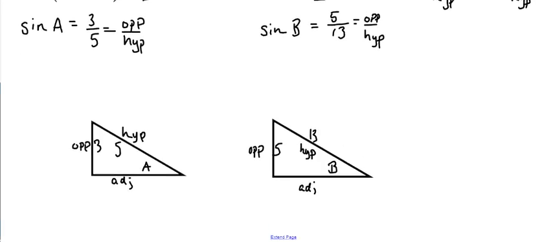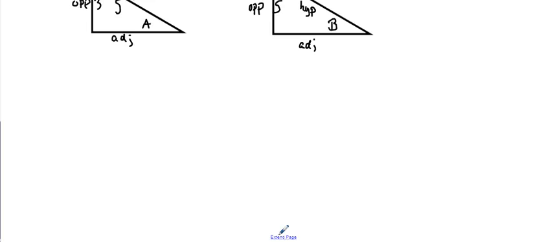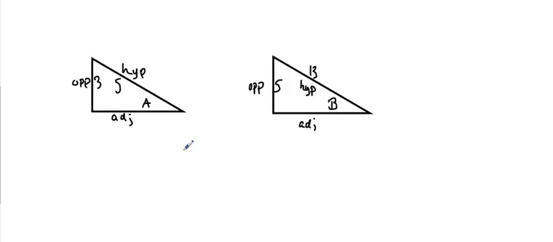Now, we have to find cosine, and cosine is adjacent over hypotenuse. So in order to find the cosine, we need to find this adjacent side. Now remember, if you have a right triangle, what's true for every right triangle is the Pythagorean theorem. A squared plus B squared equals C squared.